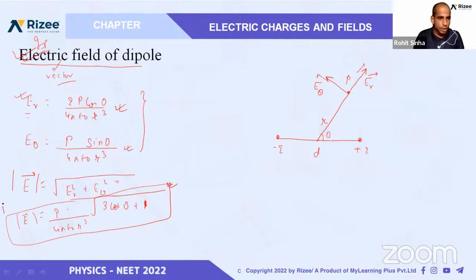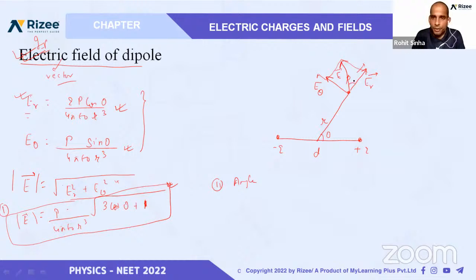First of all, this formula. Second, to find the angle, because it is a vector quantity, we have to find the angle. For the angle, let us suppose these two vectors add up together and give the net electric field in this direction. This is E. What we have found here, this E.